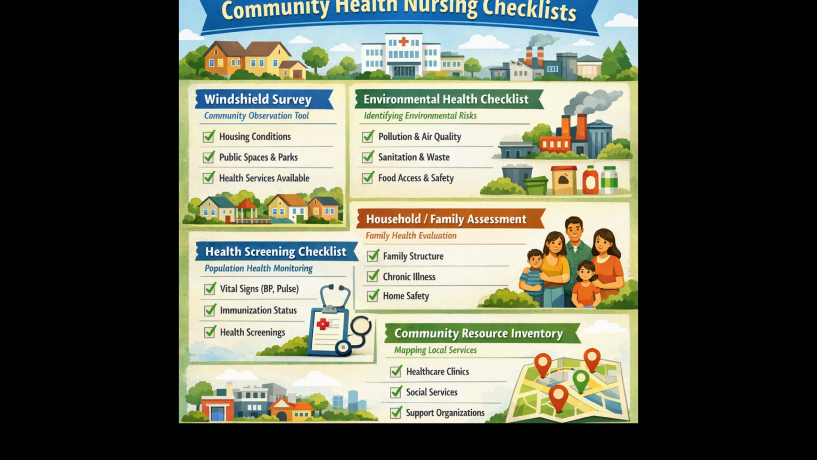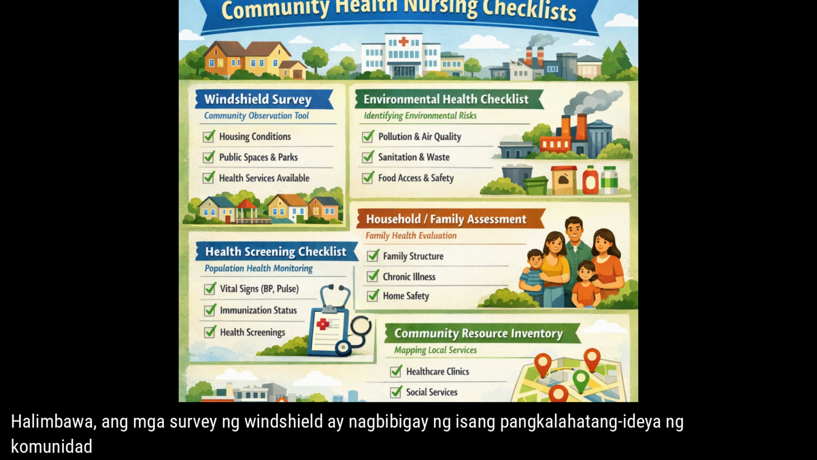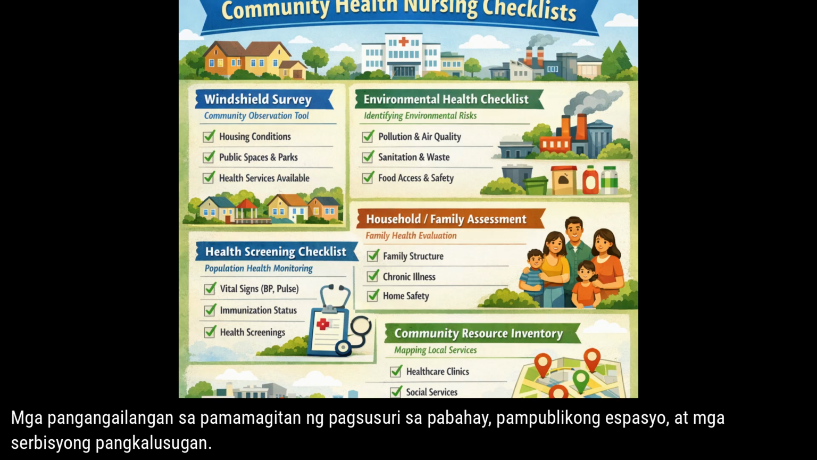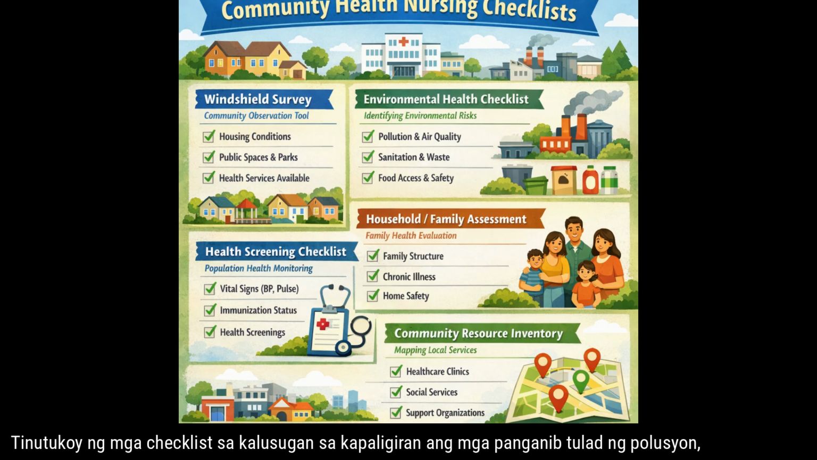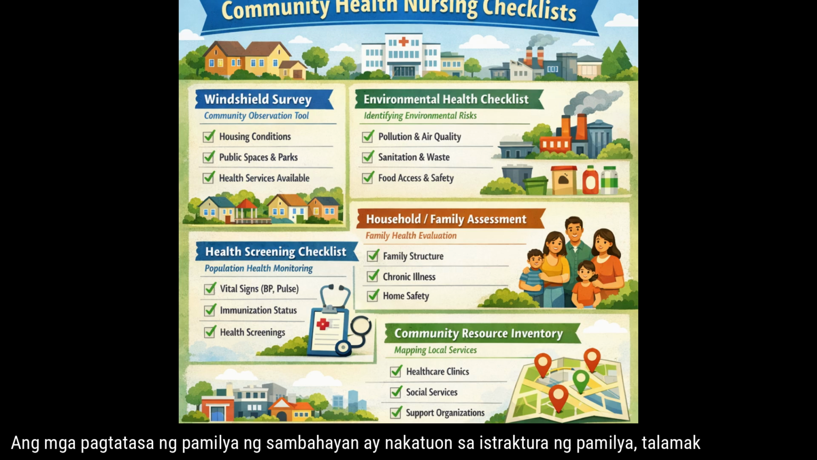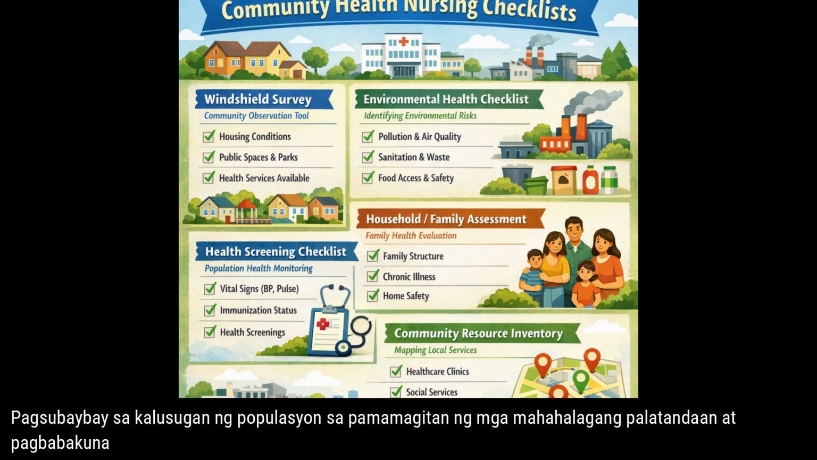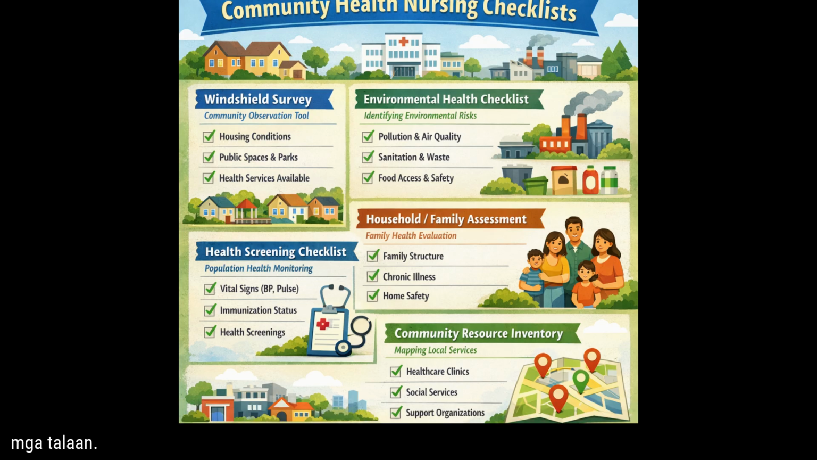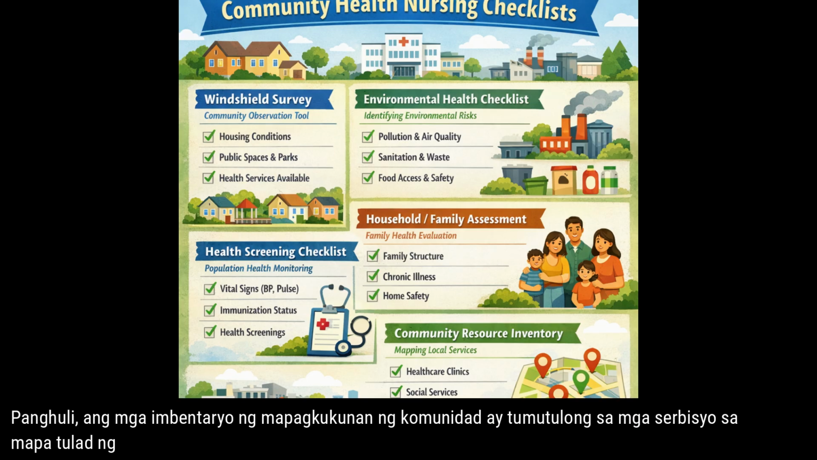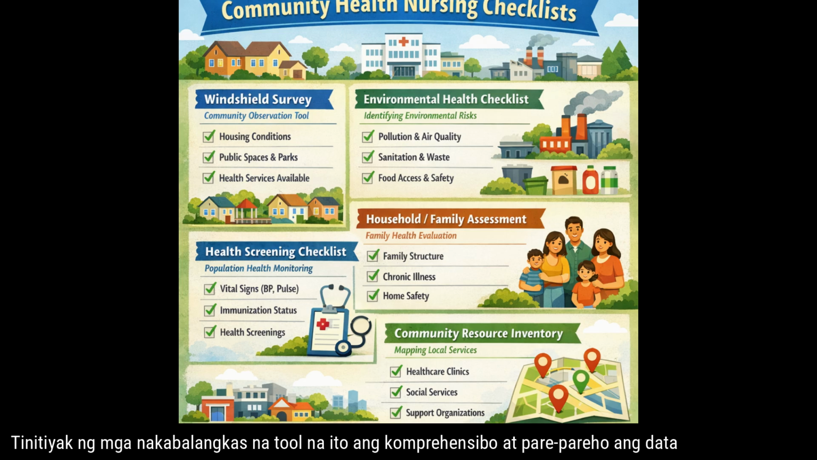In community health nursing, checklists are tailored tools used to streamline data collection for various purposes. For example, windshield surveys provide an overview of community needs by assessing housing, public spaces, and health services. Environmental health checklists identify risks like pollution, sanitation, and food access. Household family assessments focus on family structure, chronic illness, and safety, while health screening checklists guide population health monitoring through vital signs and immunization records. Lastly, community resource inventories help map services like clinics and social organizations, identifying gaps for effective referrals. These structured tools ensure comprehensive and consistent data collection.